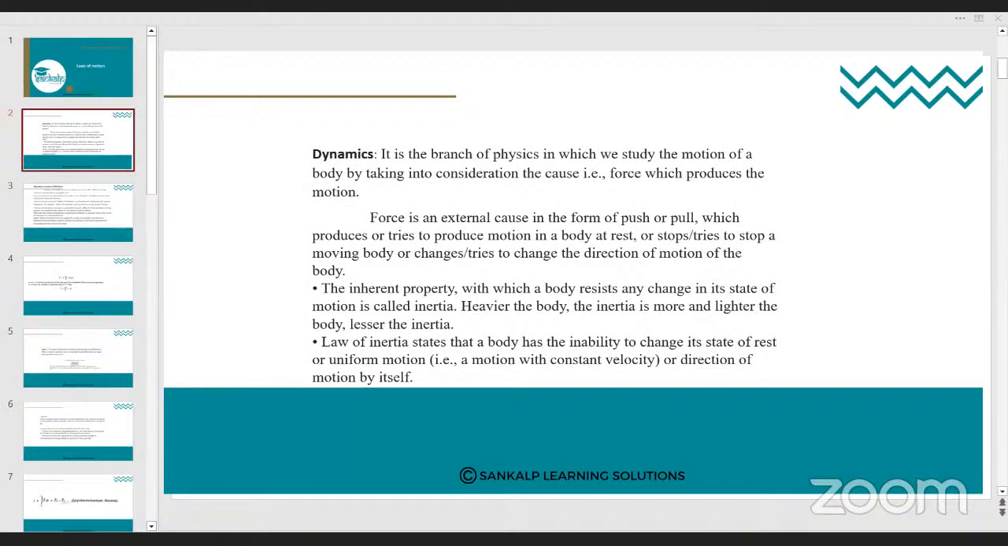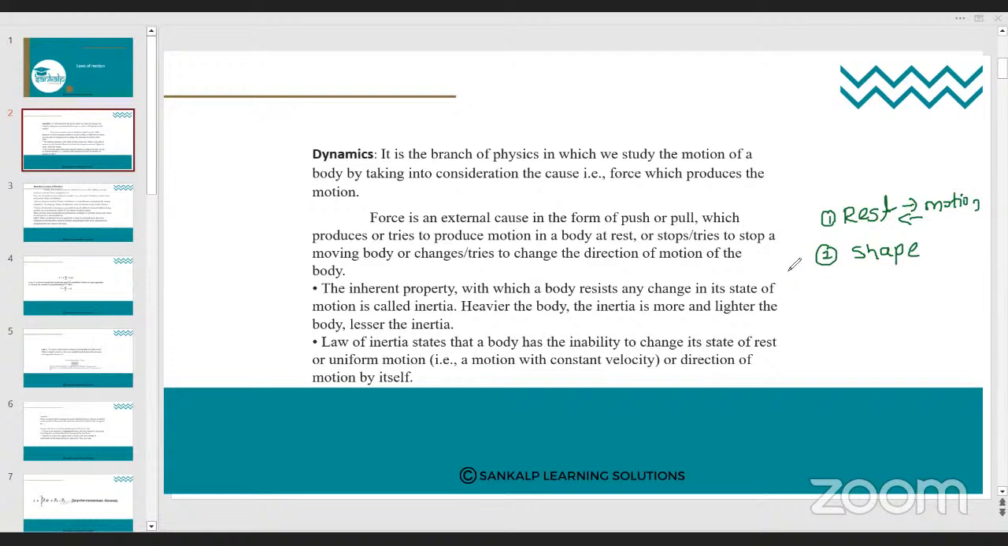Okay, so what all changes we can see when the force is acting on a body? That is first point, when the body is at rest, we can bring the body to the motion. Then the second point, vice versa. Second point, the shape of the body can be changed by the application of the force.